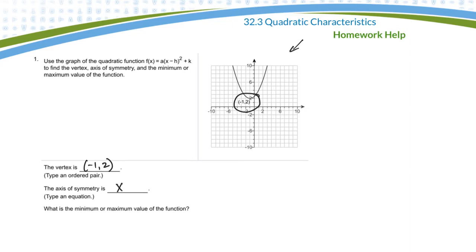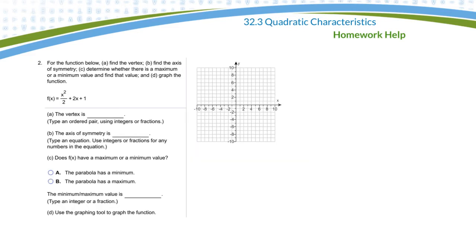Axis of symmetry, of course, is x is equal to -1. You have to type that x is equal to. And then what's the minimum or maximum value? Since the graph opens up like this, there's a minimum value it can get to. And the minimum value is going to be whatever the y value is, +2. Okay, I think that's all they want on that one.